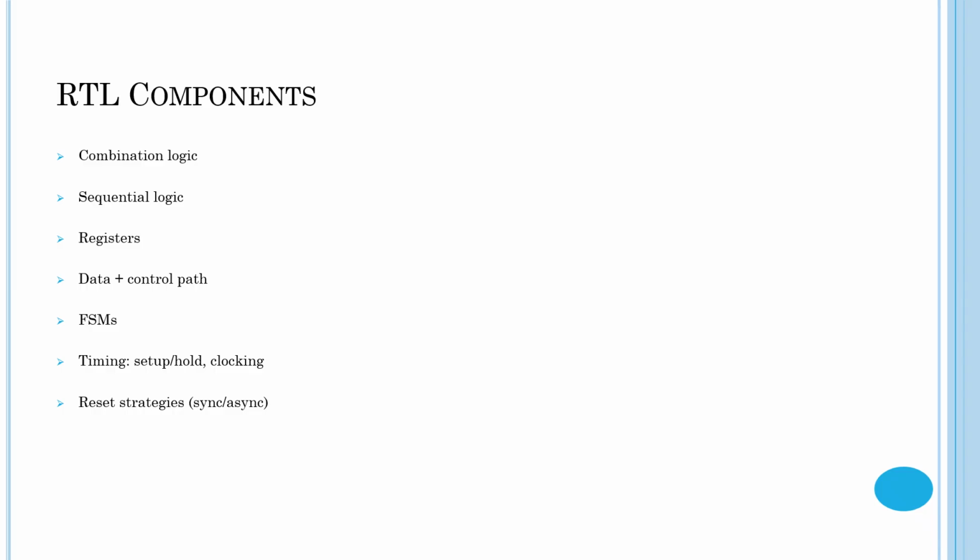In RTL design, timing is critical, so we need to understand setup and hold time and general clocking considerations. Setup time defines how long a signal must be stable before the clock edge, and hold time defines how long it must remain stable after the clock edge. Violating these timings can lead to metastability and unreliable behavior. Managing timing closure is one of the most important tasks in professional chip design.